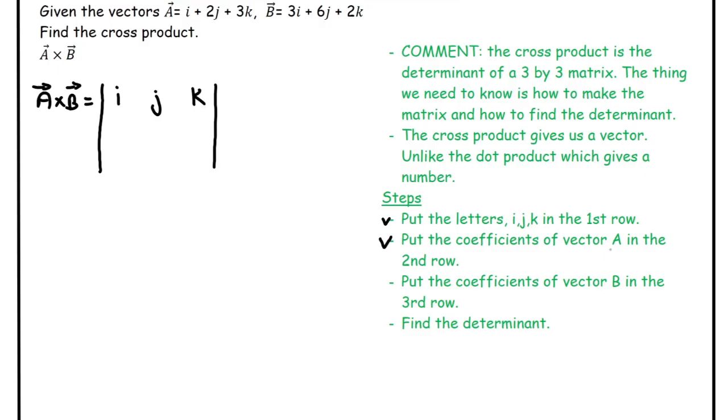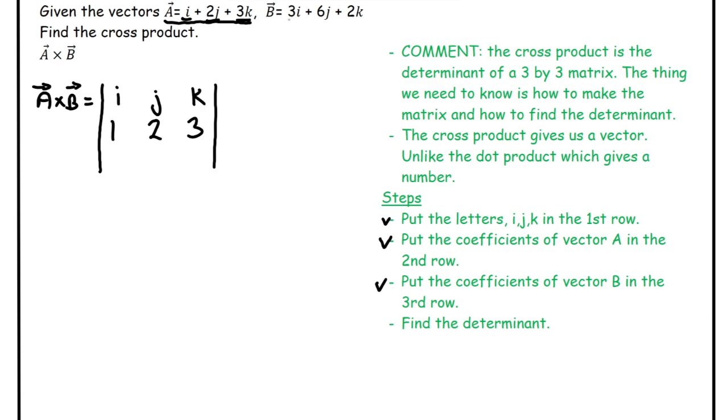Step 2: put the coefficients of vector A in the second row. So vector A is this one, I plus 2J plus 3K. The coefficients of vector A are 1. What's the coefficient of the Y component, or J? That's 2. And the coefficient of the Z component, 3. Next, we put the coefficients of vector B in the third row.